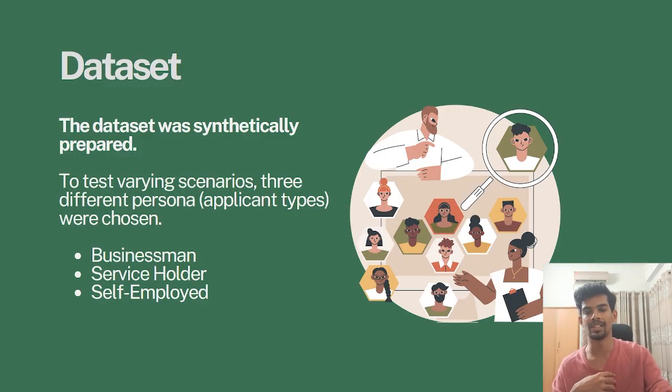And lastly, where did the dataset come from? The answer is nowhere. I had to make it synthetically. So I looked at real life forms, and the first thing I realized was there are different applicant or persona types. So I chose businessman, service holder, and self-employed for myself.